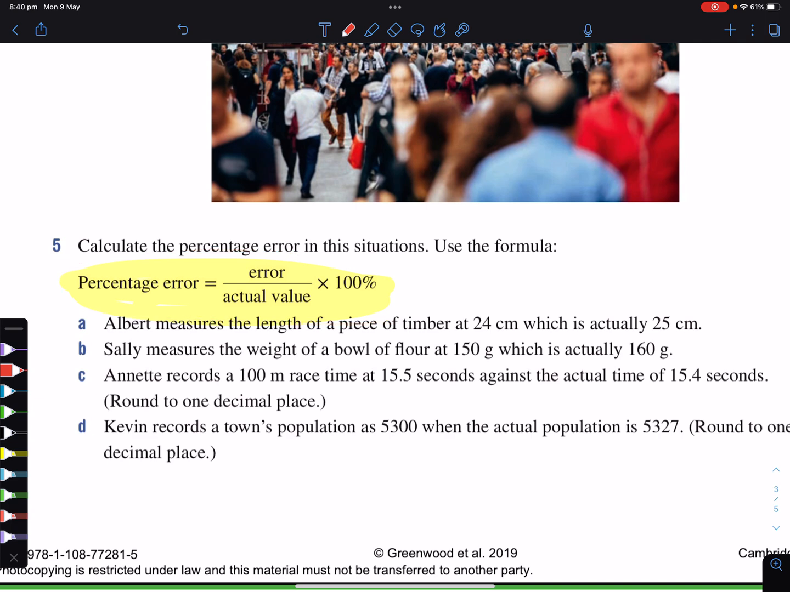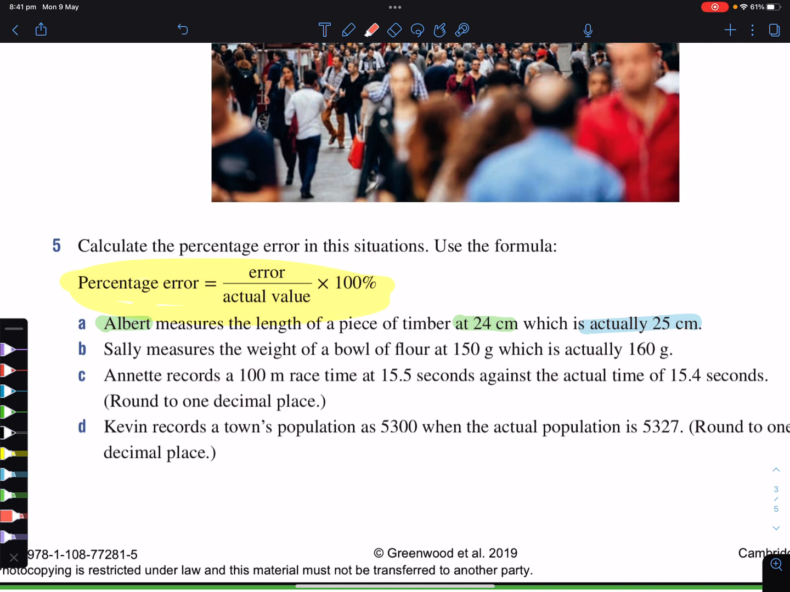But if you read these examples, it sounds like people are dumb. You know, Albert measures the length of a piece of timber at 24 centimeters when actually it's 25 centimeters. So it looks like you're referring to people just screwing up. And that's not really how it works in the real world. People don't actively seek out to screw up, and you're not going to measure that with a percentage. It's just sometimes reality will have other factors at play that will affect your result.